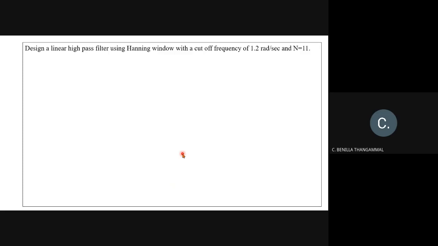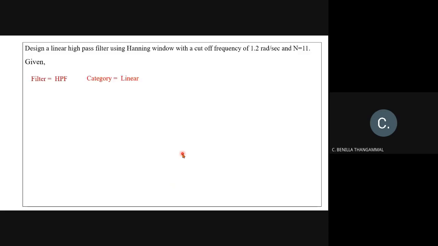Now we'll see one more problem for the linear phase case. Here, design a linear phase high pass filter using the Hanning window with a cutoff frequency of 1.2 radian per second and n equal to 11. So 5 parameters have to be obtained from the problem statement. Number one is the type of filter. Here they have given it as a high pass filter in the problem statement.